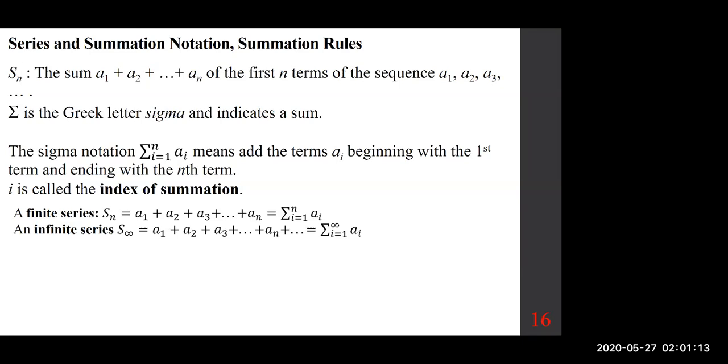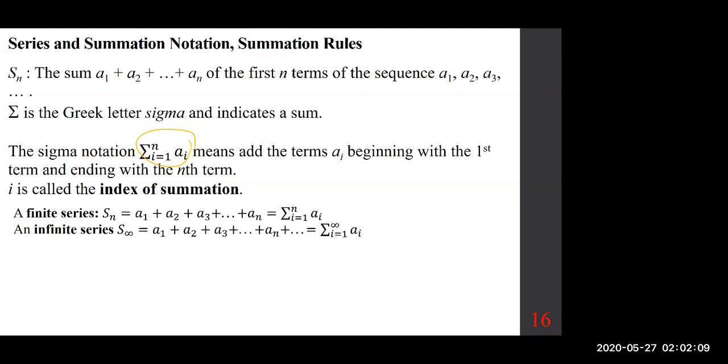So according to this, that means we are going to start with the first term, a sub 1, because i starts with 1. And then we are adding all the way to n. So a sub 2, a sub 3, all the way to n. And i is called the index of summation. We may have a finite series such that it ends at the nth term. Doesn't matter how big it is. We may have 10 terms or 10,000 terms. Or we have an infinite series, in which case it just keeps on adding. It never ends.